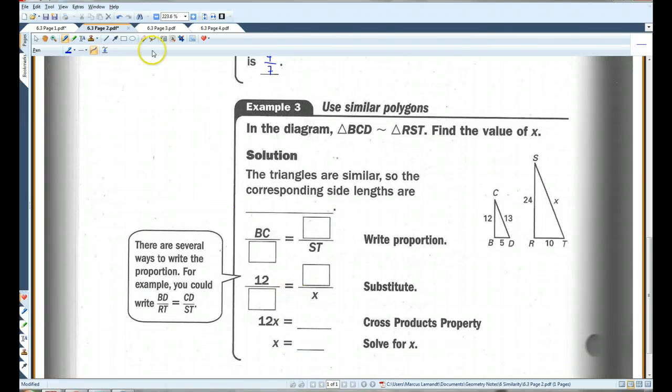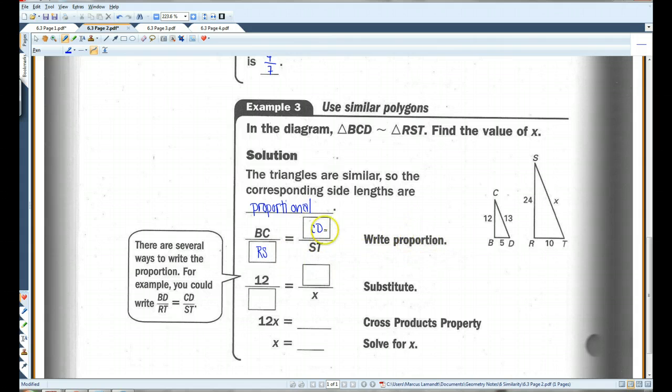Alright. In the diagram, triangle BCD is similar to triangle RST. Find the value of x. So we're given that these two triangles are similar. We don't have to prove they're similar. We already know that they're similar. The triangles are similar, so the corresponding side lengths are proportional. Which means that BC corresponds with RS. And ST corresponds with CD.